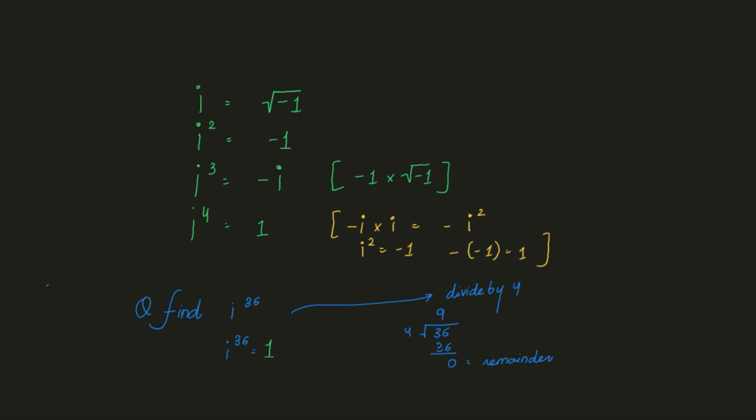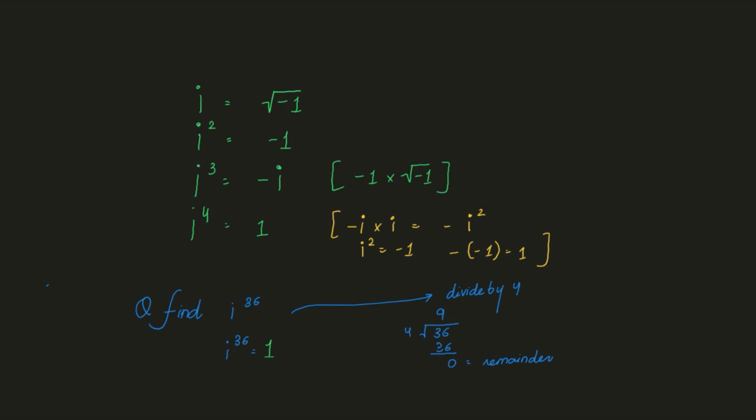Whereas when we talk about i to the power 4, then that is minus i times i. And that is, as I've written here in yellow, minus i times i is equal to minus i squared. i squared is minus 1. So when we do minus minus 1, that will give us 1. So i to the power 4 is 1.